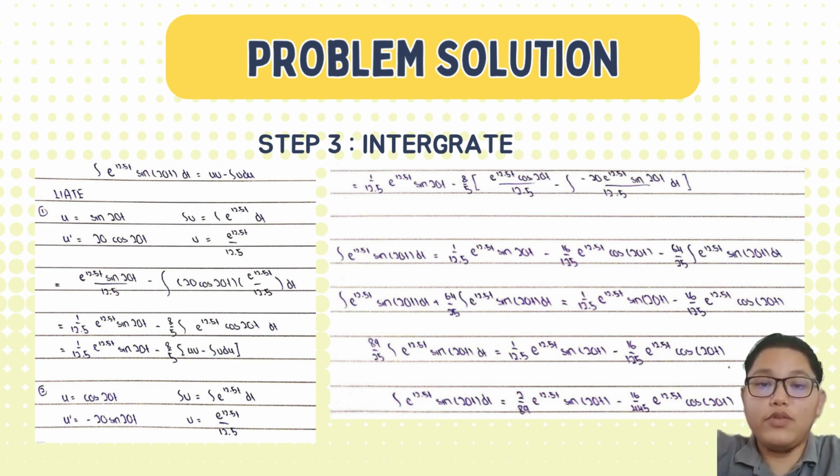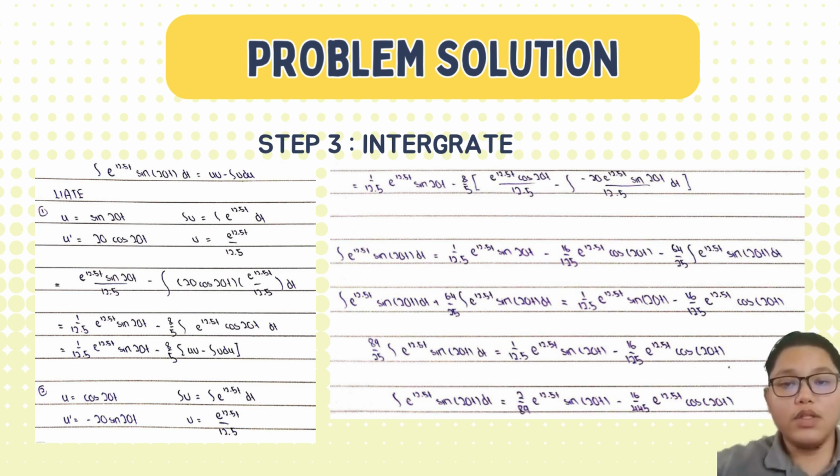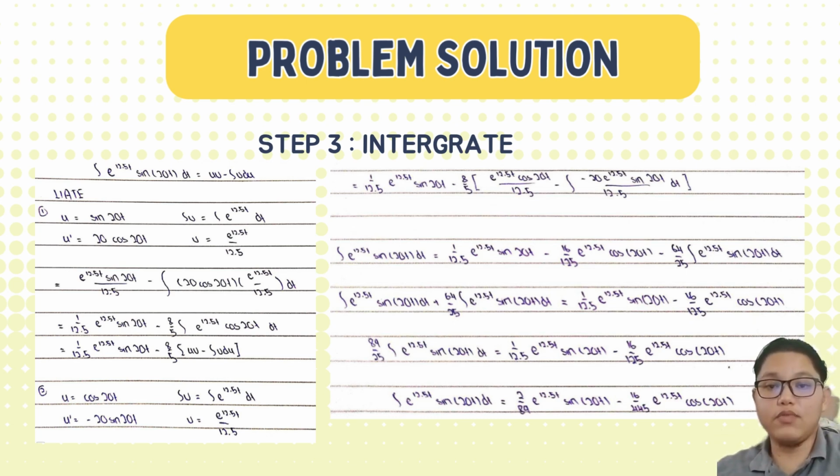From there, we need to do another IBP. So we will get the result of the IBP, which is 1 over 12.5 e^(12.5t) sin 20t minus 8 over 5 times e^(12.5t) cos 20t over 12.5 minus the integral of negative 20 sin 20t e^(12.5t) over 12.5.